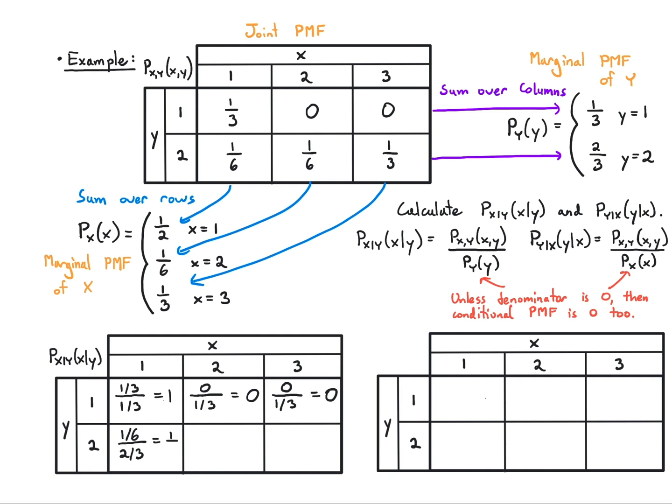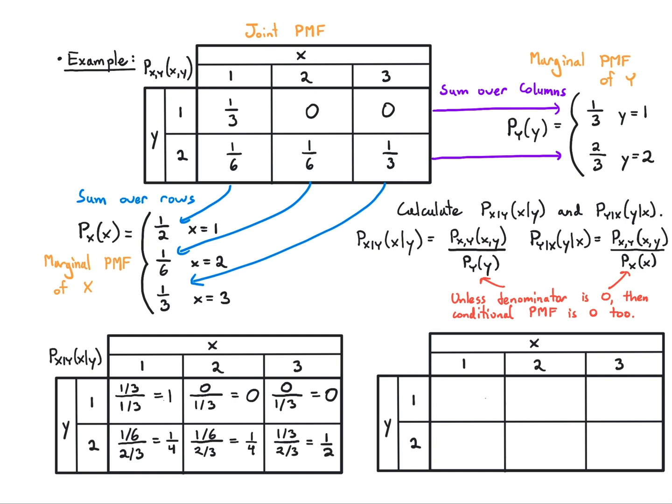We're going to repeat this calculation because I'm going to pick up a sixth from the next entry. And again, I'm going to divide by the marginal at 2. That's going to be 2/3. So again, I'm going to get a fourth. And finally, I go to the last entry. That's going to be a third. And I'm going to divide by 2/3 again, because that's the marginal at 2. And I'm going to get a half.